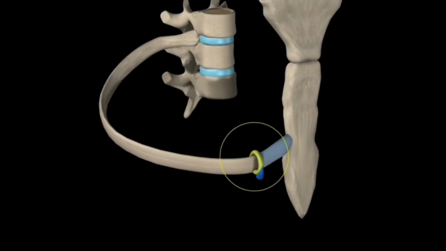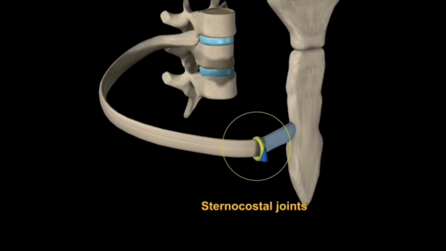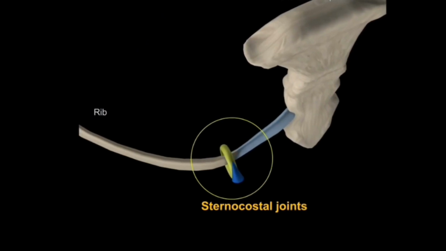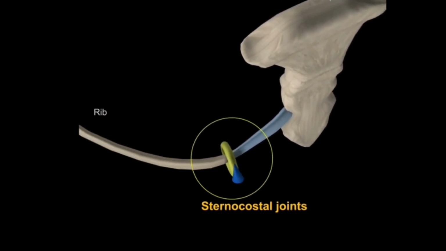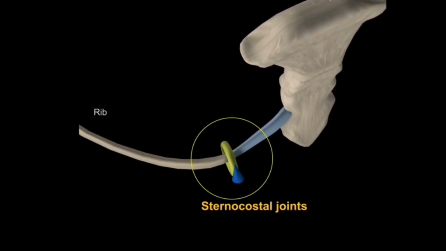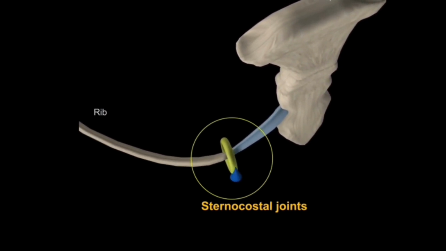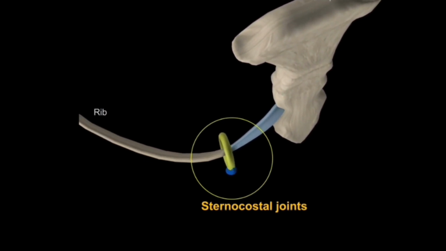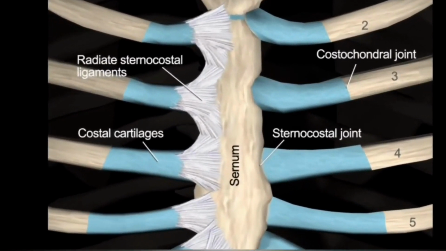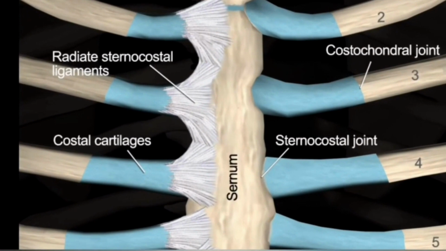On the other side, the rib is joined to the sternum through the sternocostal joints. The sternocostal joints are synovial plane joints of the cartilages of the true ribs. With the sternum, we can see the flexibility of the joint, which enables rotation and movement in the chest. Here is a focused look at the sternocostal joints and at the costochondral joints.